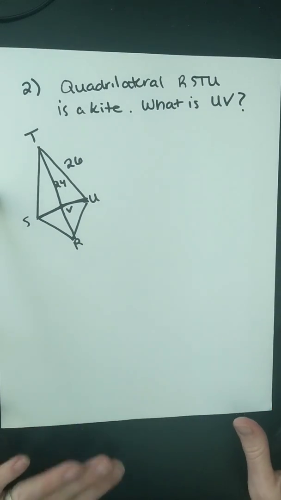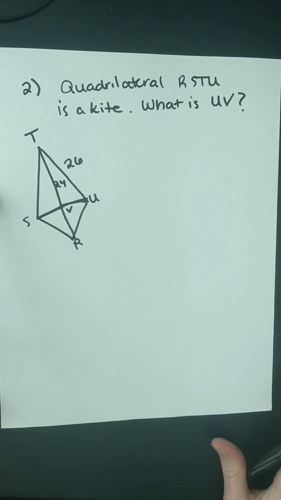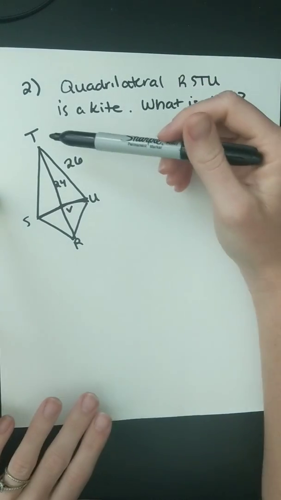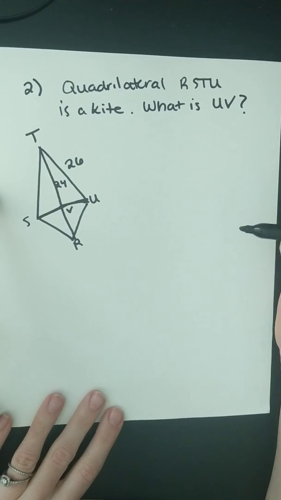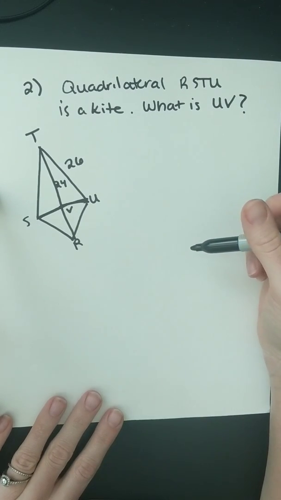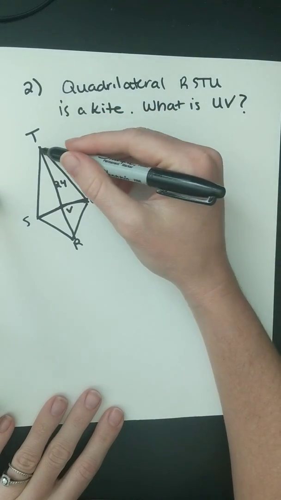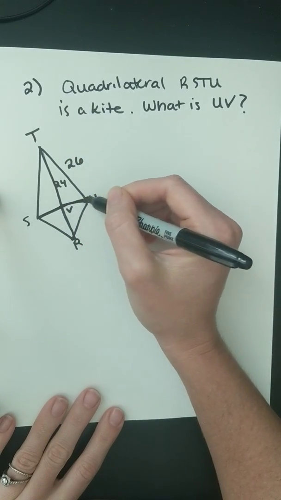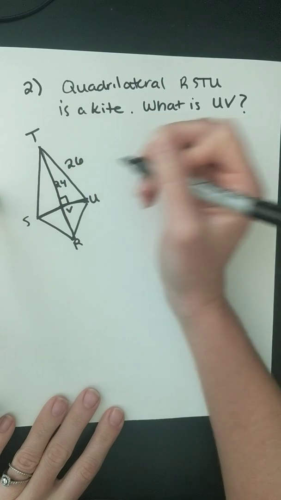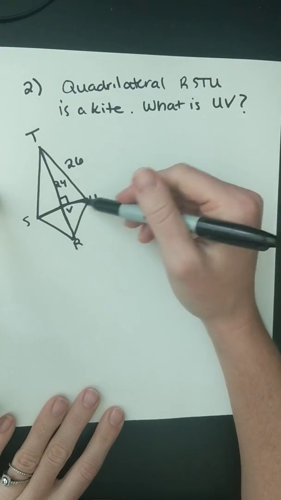So, in a kite, there will be a line or diagonal that passes through it. And what happens in a kite is this line passes through, this line passes through, and what happens is a little 90-degree angle is formed here. So they're perpendicular.